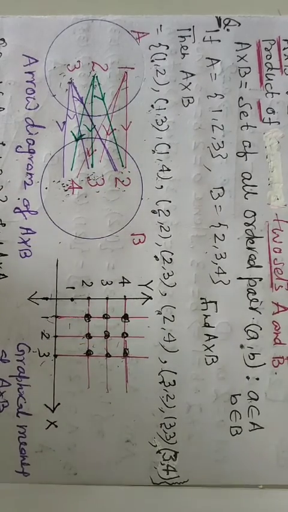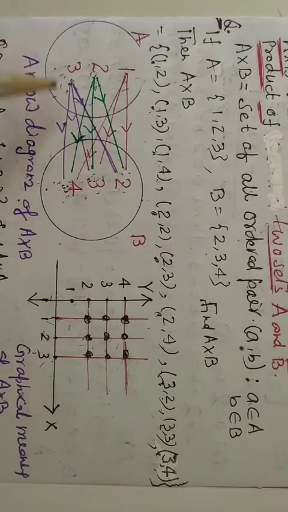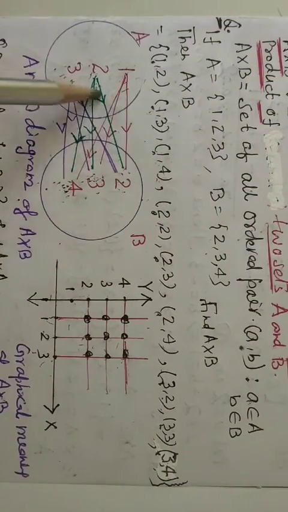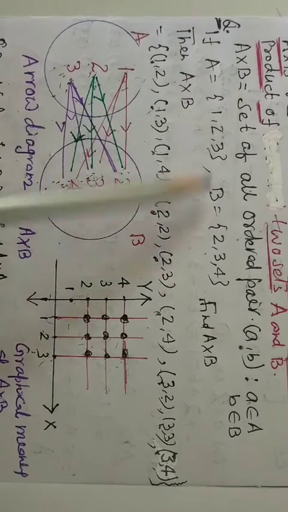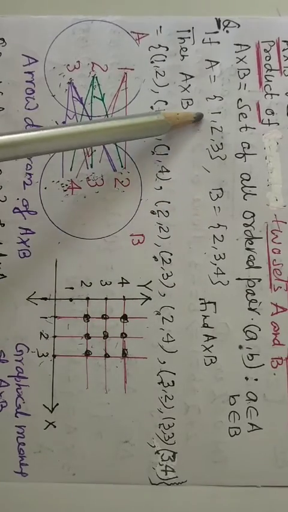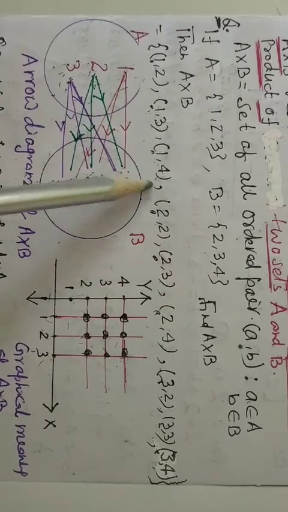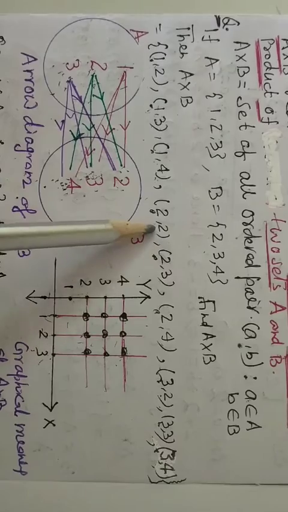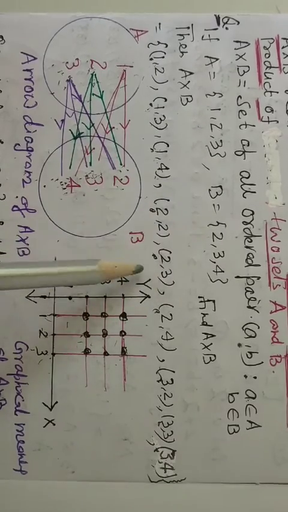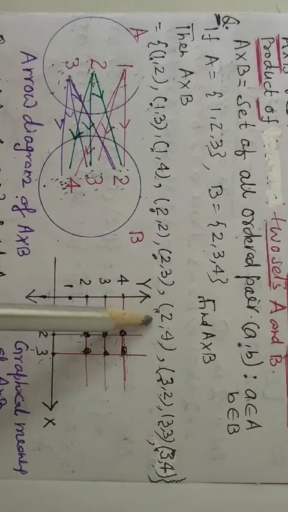So how will you write all these? It depends upon you. You can directly write without an arrow diagram. 1 goes to 2, (1, 2); 1 goes to 3, (1, 3); 1 goes to 4, (1, 4). 3 sets, 3 ordered pairs. Then 2 will go to 2, (2, 2); 2 will go to 3, (2, 3); 2 will go to 4, (2, 4).